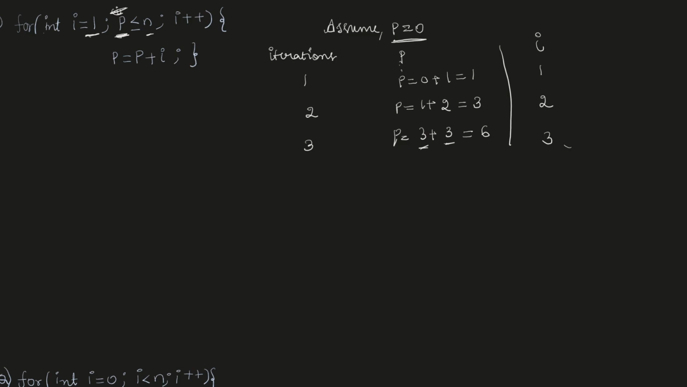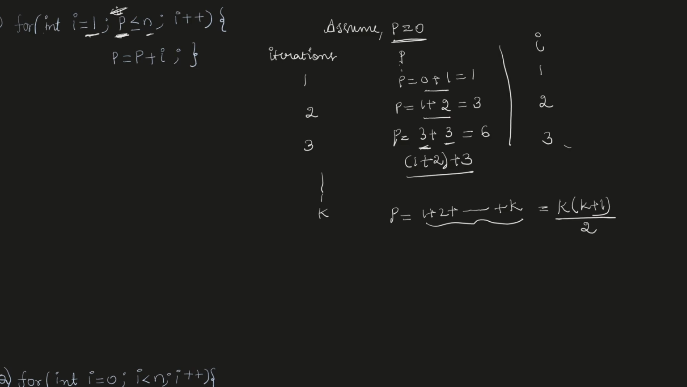Now if you observe the following series, it is 0 plus 1. Next is 1 plus 2. Now if you split this term, it would become 1 plus 2 plus 3. Am I right? So for the kth iteration, the value of p would be 1 plus 2 plus so on up to k. So what is this? Sum of k natural numbers, that is k into k plus 1 by 2.